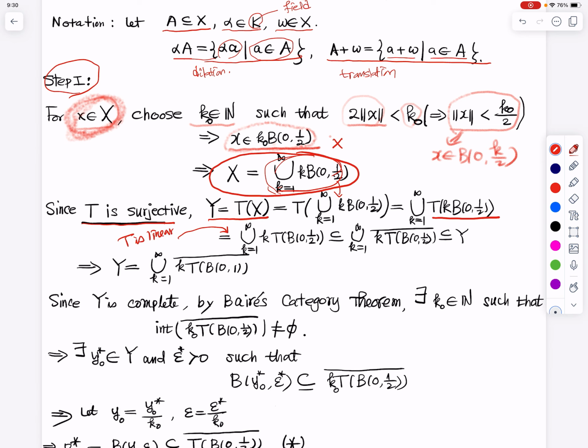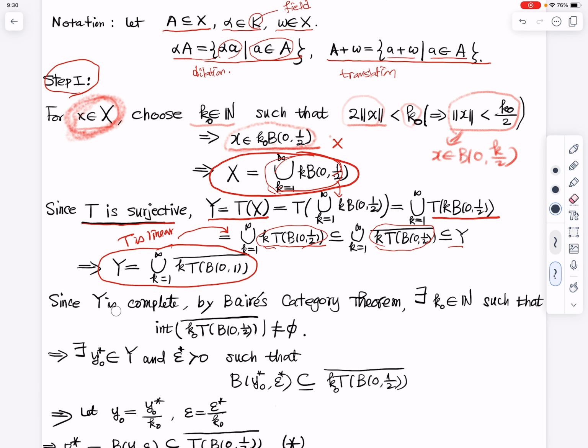T is linear, and this becomes a union, k from 1 to infinity, k times T, B(0, 1/2). Okay. Of course, this is contained in the closure, and everything here is a subset of Y. So this is Y. Therefore, I can also write Y as the union over k from 1 to infinity of k times T, B(0, 1). So here, this is one.